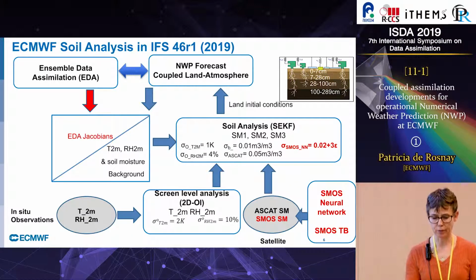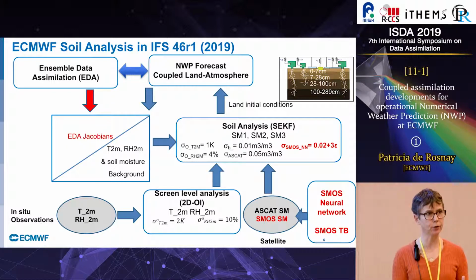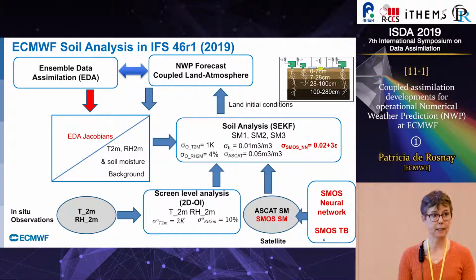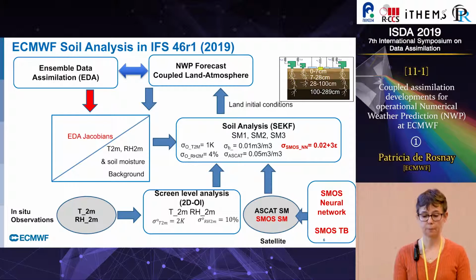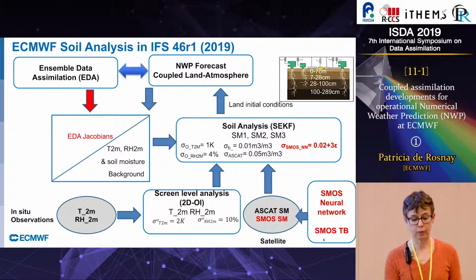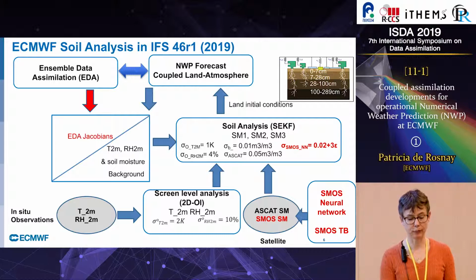And we can spatialize these observations using a 2D OI, which provides analyzed 2-meter temperature used as pseudo observation of 2-meter temperature in our simplified extended Kalman filter soil analysis. We also assimilate, in black, ASCAT soil moisture on MetOp A and B at the moment, and run the SEKF to analyze the top 3 layers of the soil. And the analyzed soil moisture provides initial conditions for the coupled background forecast. So this is what we use currently as a weakly coupled approach.